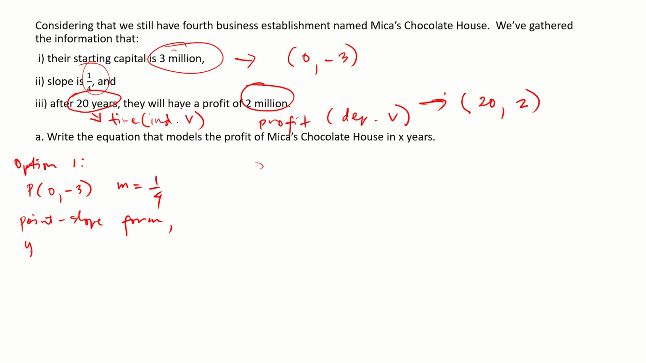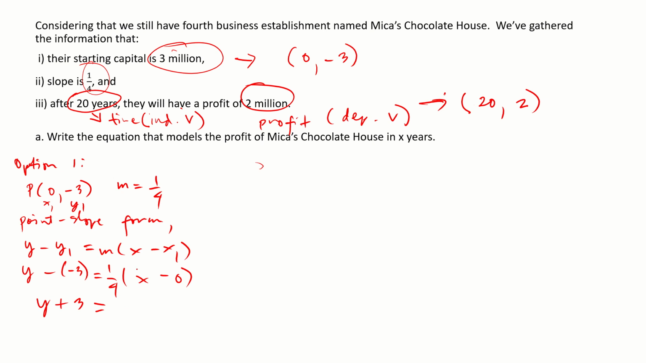If you use point slope form, that's y minus y sub 1 is equal to m times the quantity of x minus x sub 1. This is our first point here. This is x sub 1. This is y sub 1. So y sub 1 is -3. So y minus -3 is equal to 1/4 times the quantity of x minus 0. So y minus -3 will be y plus 3. 1/4 times x is 1/4 x. 1/4 times 0 is just 0. So you don't have to write 0 here.